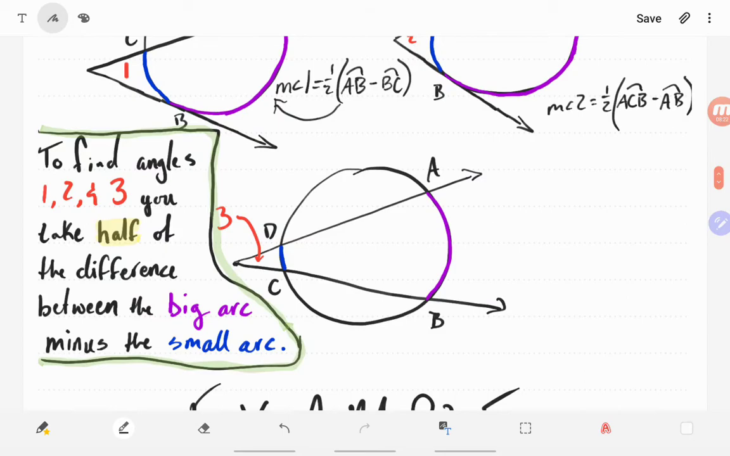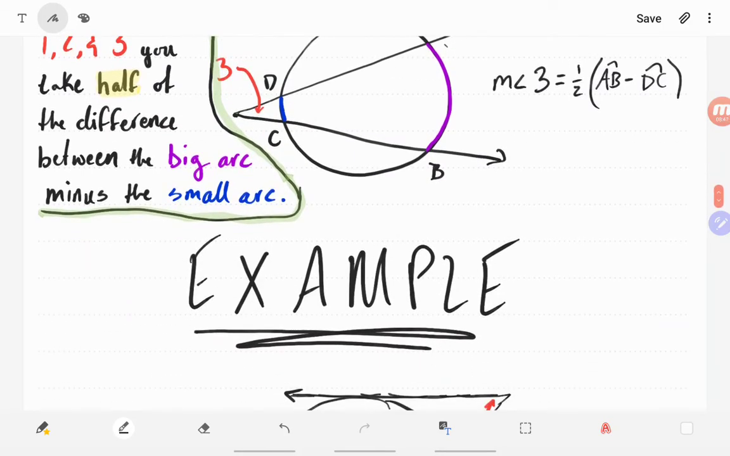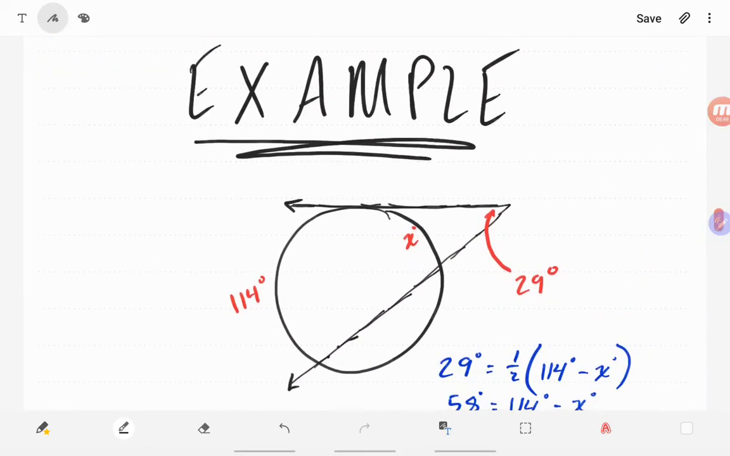If I wanted to find the measure of angle 3, that is going to be equal to 1/2 the difference of the bigger arc AB minus the smaller arc DC. All right, I take that big arc that is intercepted from angle 3, and I'm going to subtract that smaller arc from it. So let's look at an example, why don't we?